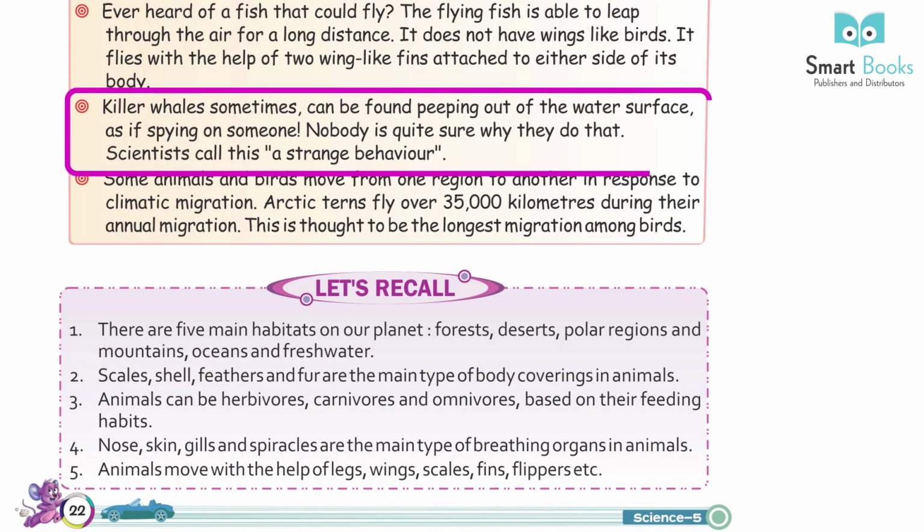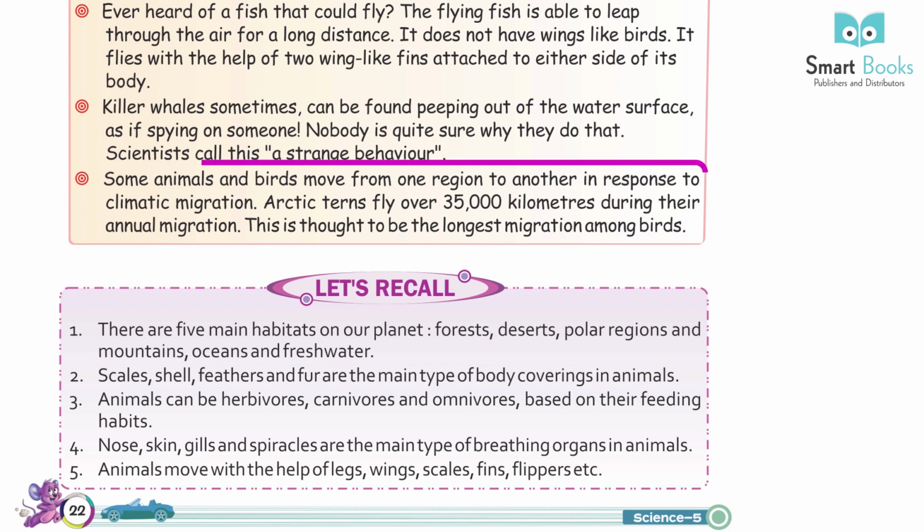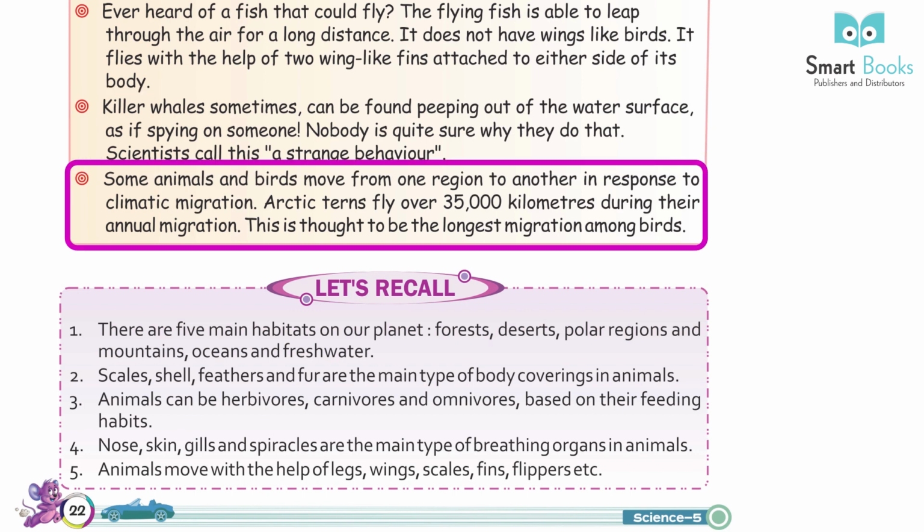Killer whales can sometimes be found peeping out of the water surface as if spying on someone. Nobody is quite sure why they do that. Scientists call this a strange behavior. Some animals and birds move from one region to another in response to climatic change, called migration. Arctic terns fly over 35,000 kilometers during their annual migration. This is thought to be the longest migration among birds.